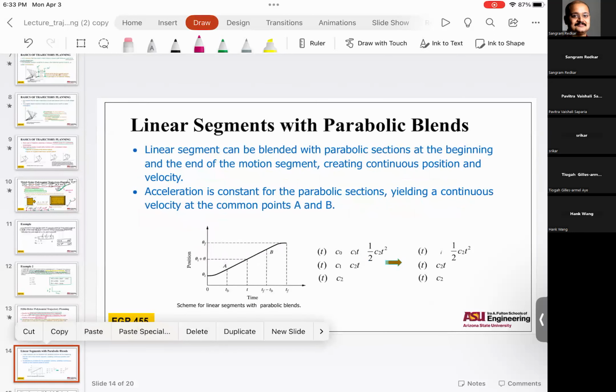Now, the next thing which is possible and which is used quite often is linear segments with parabolic blends. Now, we want to make sure that the transition between different segments is smooth. So what that means is you have an initial point. This is the initial point.